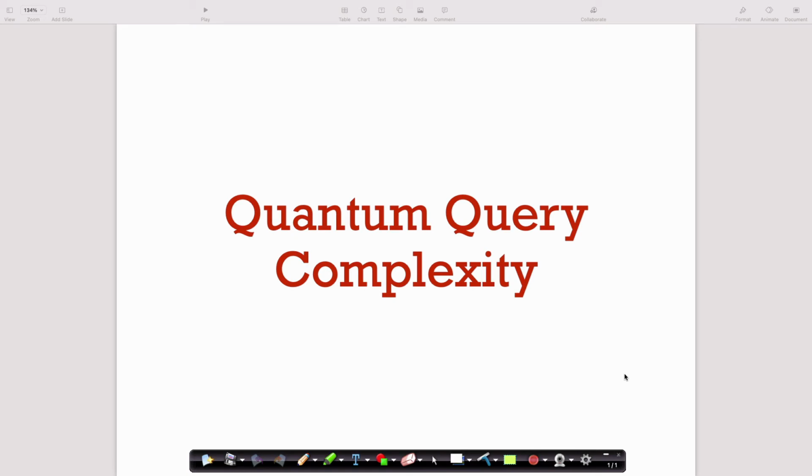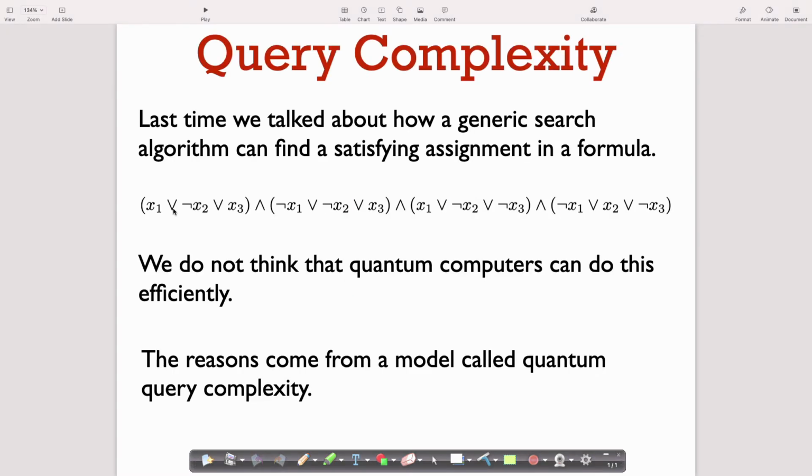This week, we're going to go into more detail about quantum query complexity. Last time we talked about Grover's algorithm, which can solve a general search problem. And to motivate studying search problems, we gave as an example the problem of finding a satisfying assignment to a formula. And so here, again, I have an example of a formula in conjunctive normal form.